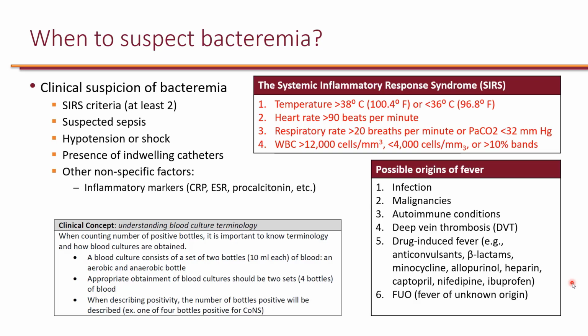Now remember, not all fevers are due to infection. So possible origins of fever include infection, malignancies, autoimmune conditions, deep vein thrombosis, or even drug-induced fever. So drugs such as anticonvulsants, beta-lactams, minocycline, allopurinol, heparin, captopril, nifedipine, and ibuprofen can also occasionally cause a fever. And of course, there could be a fever of unknown origin.